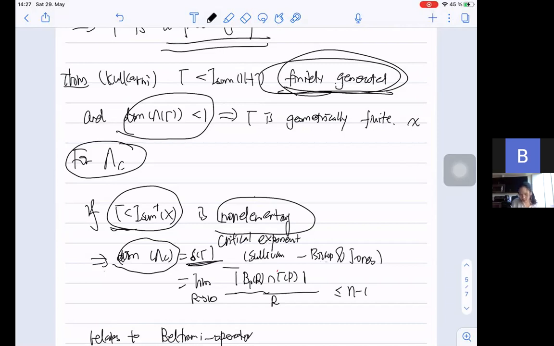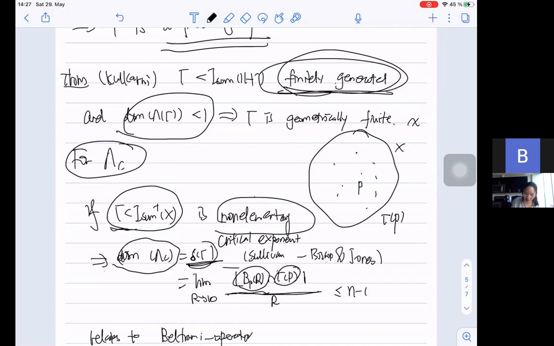The critical exponent of a group is defined in terms of the orbit. You pick one point P inside your manifold X, and you take the ball of radius r centered at the point P. Some points of the orbit gamma P will live inside this ball. So we take the intersection of the orbit and the radius r ball, count the number of orbit points inside the ball, do the ratio with r, and take the limit when r goes to infinity. That's how we define the critical exponent delta gamma. So it is a group invariant.